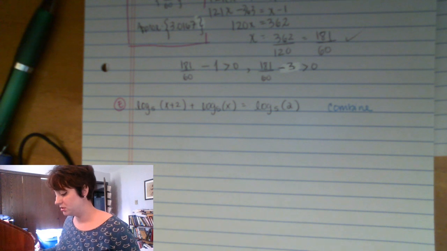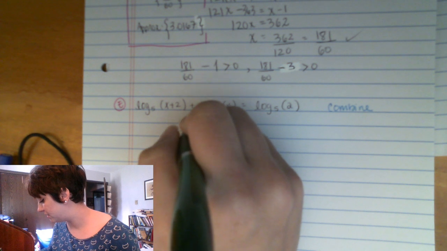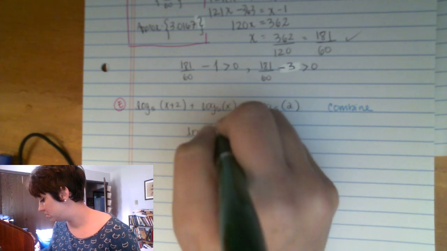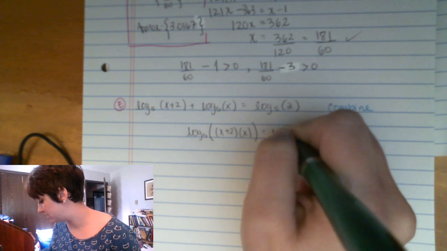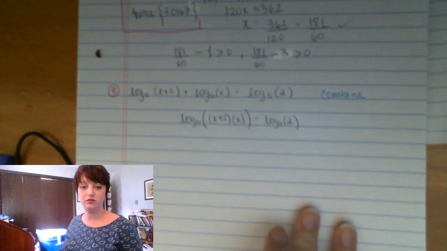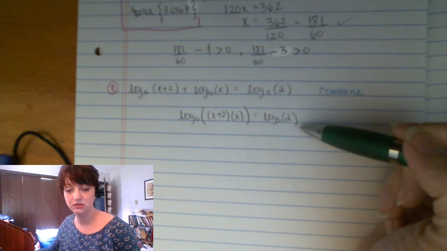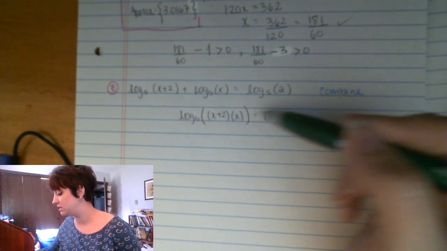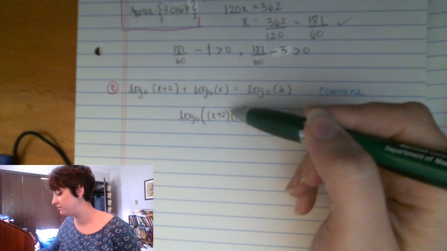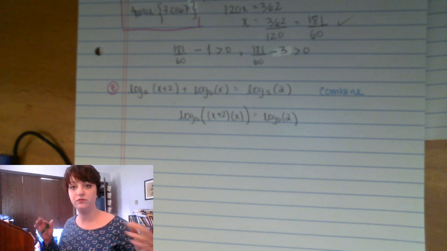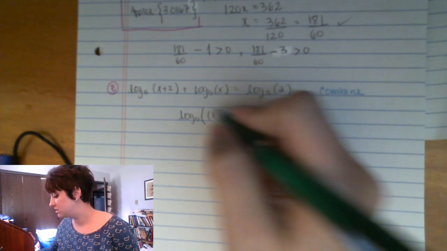All right, so if I combine, I've got a sum of logs on one side. That means I have a log of a product. So log base 5 of x plus 2 times x equals log base 5 of 2. And because I know that the log function is 1-to-1, meaning whatever number's inside my logarithm, it has to be the same as this one. So there's a lot of different steps you can think of for doing this.